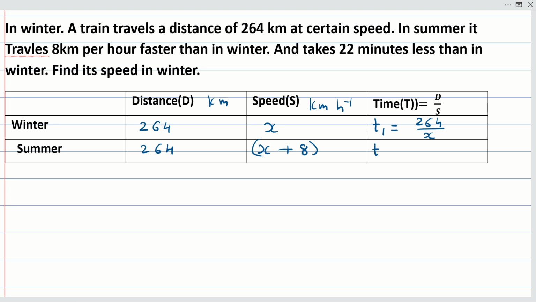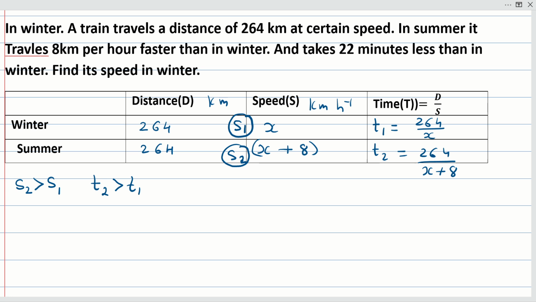So the expression for time T2 will become 264 upon x plus 8. Let us take this speed as S1 and this speed as S2. In this case, S2 speed is greater than S1, so T2 is less. More speed means less time, so T2 is less than T1. Correct, students?